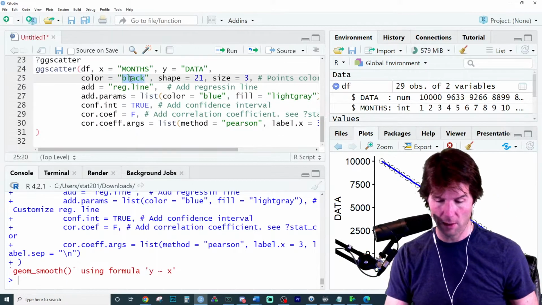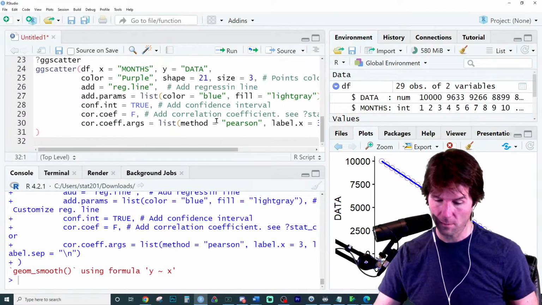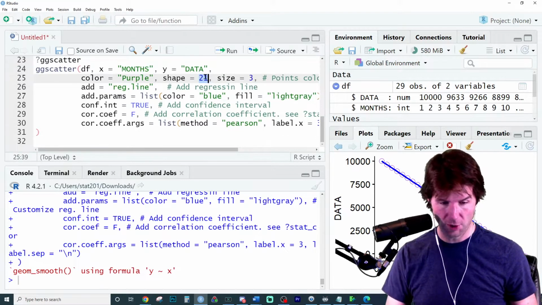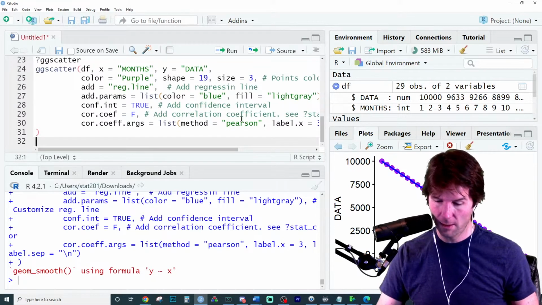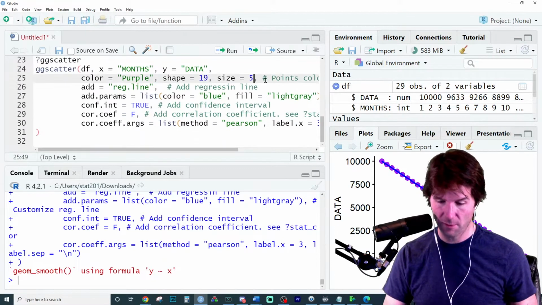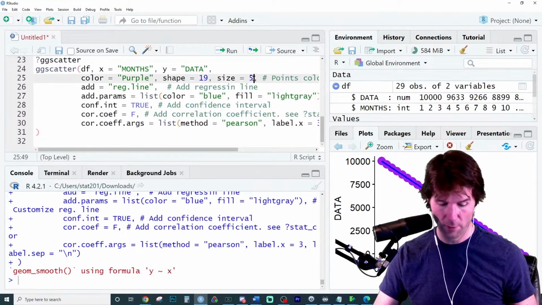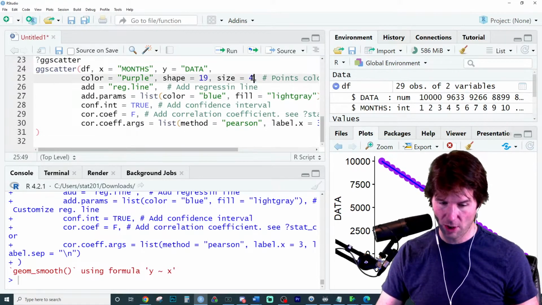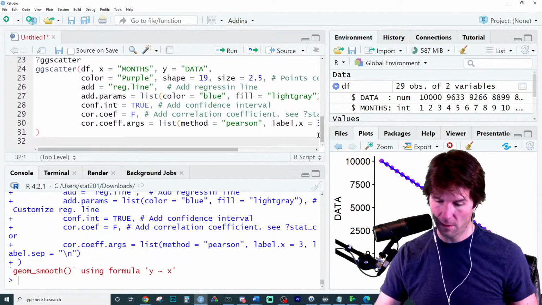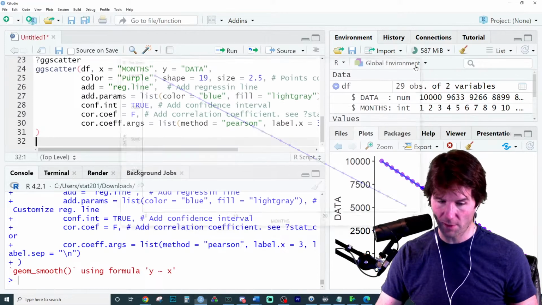Color. Let's go purple. Size or shape 19. There we go. Size 5. No. All these changes you can make right here to make the graph how you want.